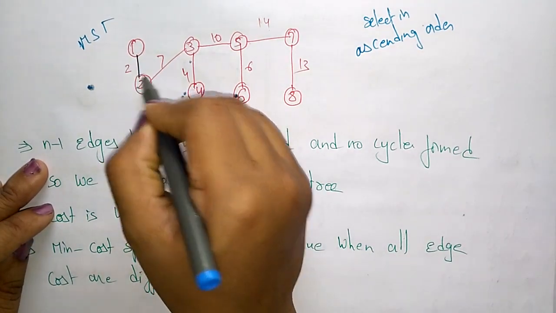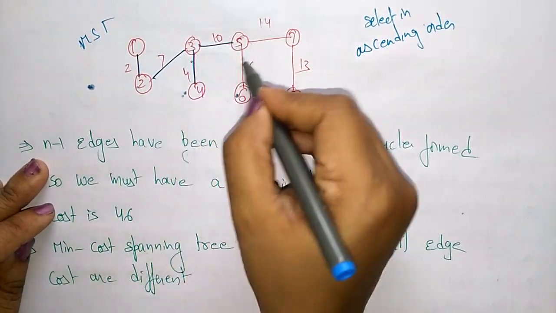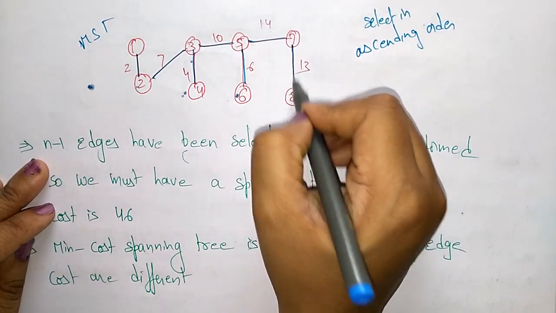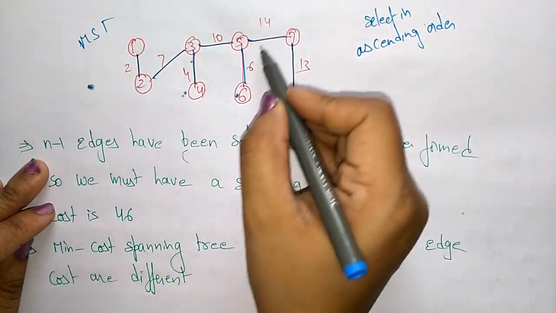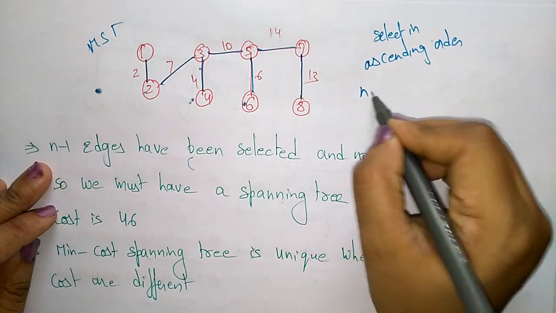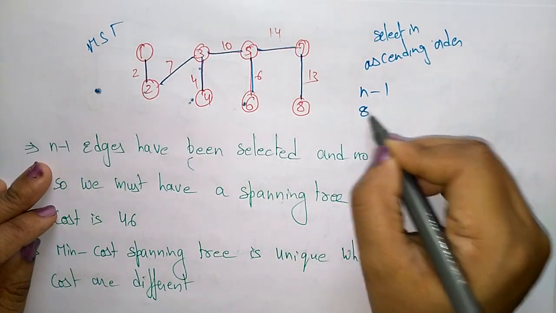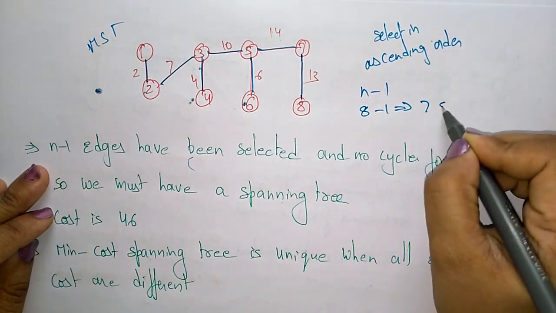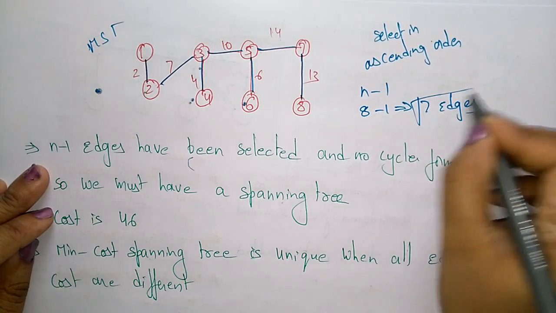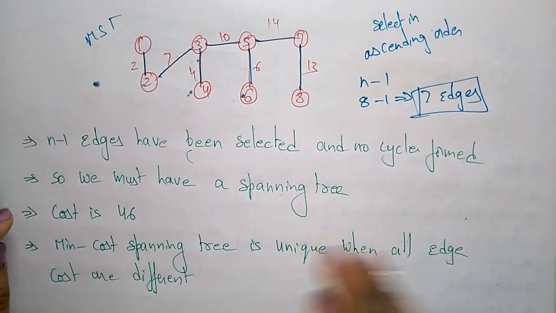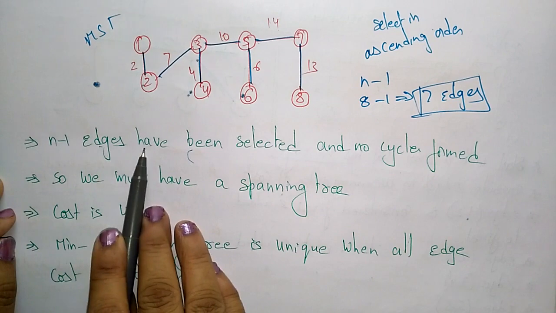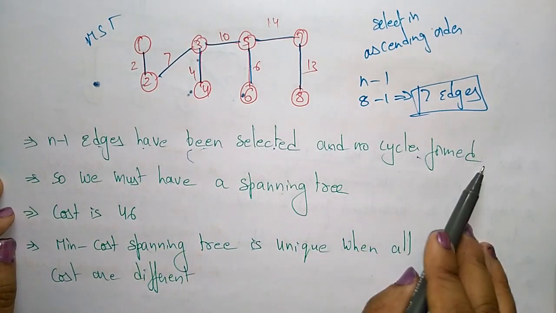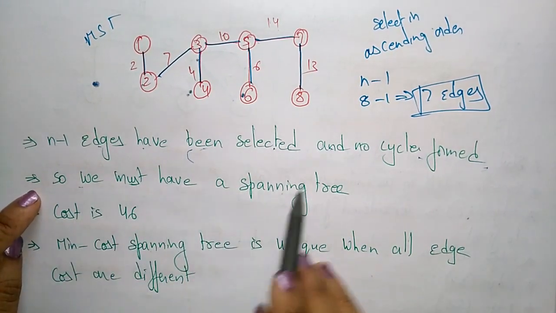Let's check: 1, 2, 3, 4, 5, 6, 7. So total n-1, that is 8 minus 1, equal to 7 edges, we get. So the minimum spanning tree is accepted. n-1 edges have been selected and no cycles are formed. So we must have a spanning tree.